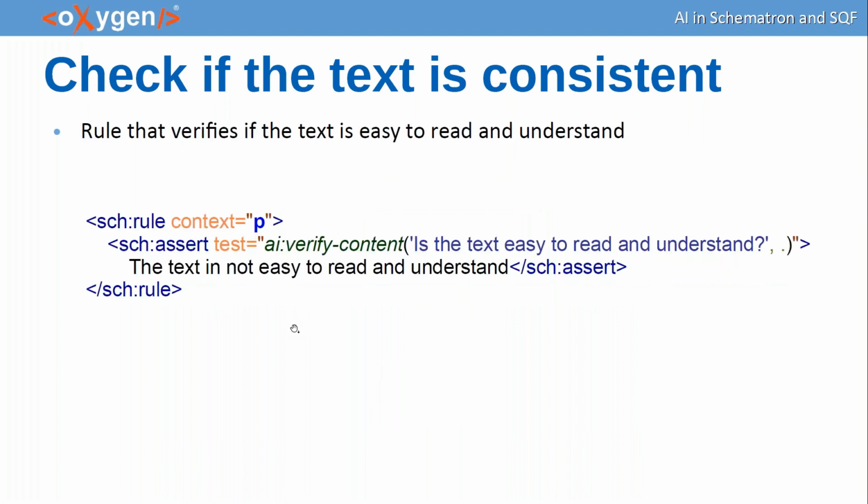So you could add a Schematron rule that verifies your paragraph or the text that you want to verify, and use the verify content function and specify as instruction, is the text easy to read and understand, and then pass the content that you want to check.